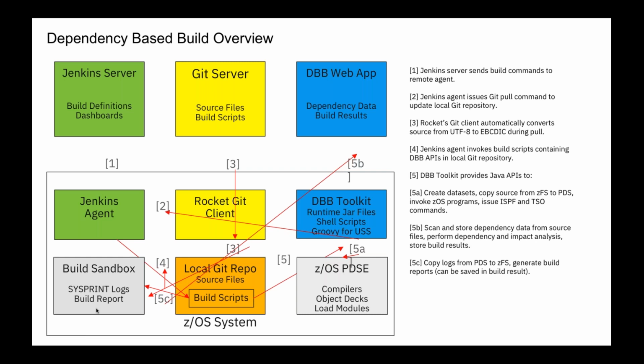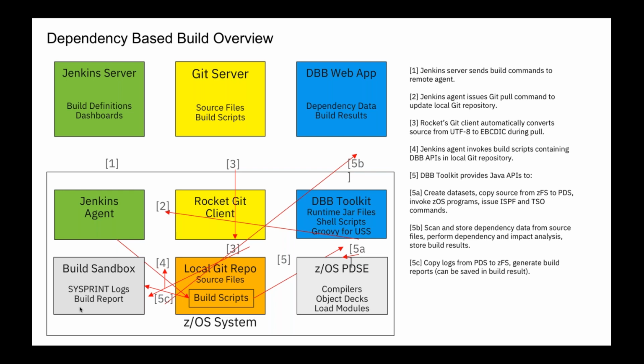Dependency Based Build fits on your system by allowing you to run the toolkit in z/OS. It runs in Unix System Services, allows you to run Groovy, and it has a web app that allows you to store the dependency information as well as the build reports that are generated. It works with the Rocket Git client so that you pull the source code and then can do the build. And here in this example, you'll see we're using Jenkins as the agent to be able to do the coordination. So Jenkins is the coordinator in this case.